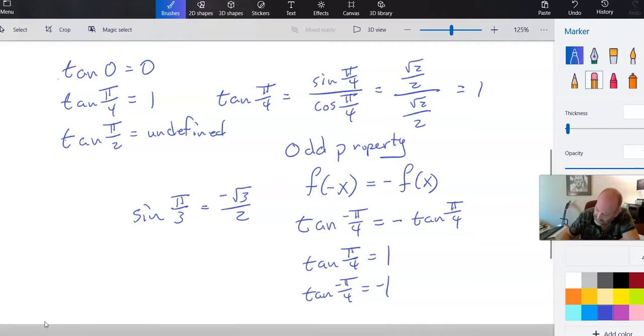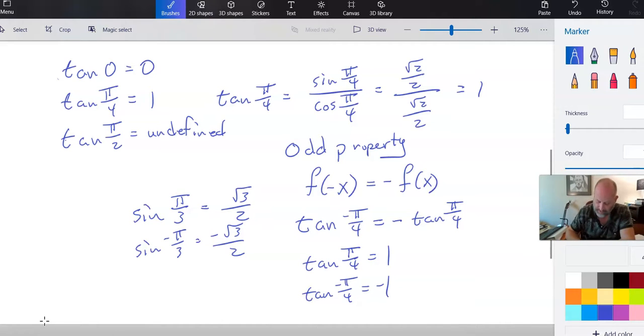Well, oh, not negative. I'm sorry. I was already thinking ahead to what I was about to ask you guys, right? Sine pi over 3 is root 3 over 2. So that means that sine negative pi over 3 is negative root 3 over 2, right? So if you're taking inverse sine of something that's negative, you're going to get a negative out. If you're taking the inverse sine of something that's positive, you're going to get something positive out. And the same thing with tangent. Okay, so that's the odd property.